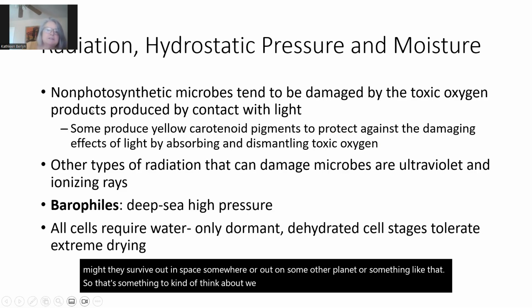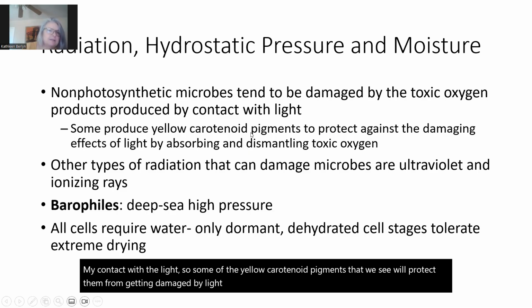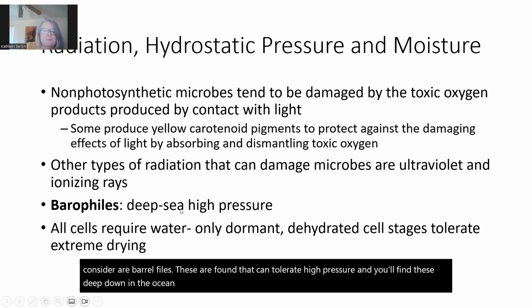We have the non-photosynthetic microbes that are damaged by toxic oxygen, which can often be produced by contact with light. So some of the yellow carotenoid pigments that we see will protect them from getting damaged by light and dismantle the toxic oxygen. Another thing to consider are barophiles. These can tolerate high pressure, and you'll find them deep down in the ocean, where extremophiles, usually archaea, are the most common that we see that can survive in those high pressure conditions.